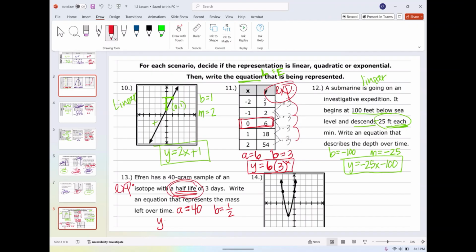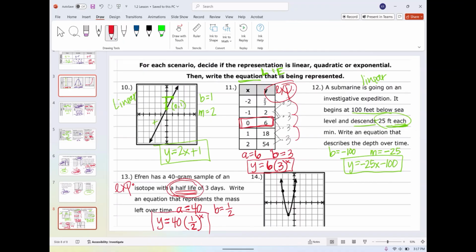So then our equation of this exponential is y equals, we put our a value first, so 40 times the growth factor or decay factor here of 1/2, and then to the x power.